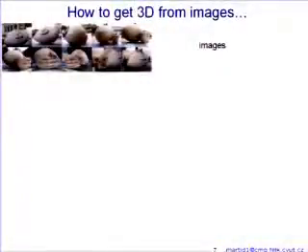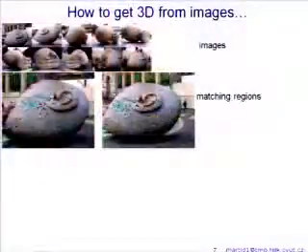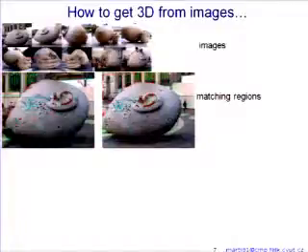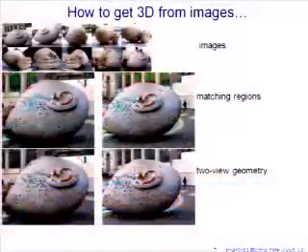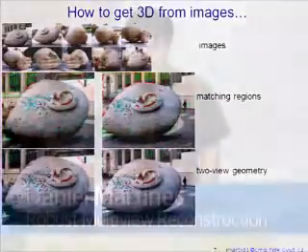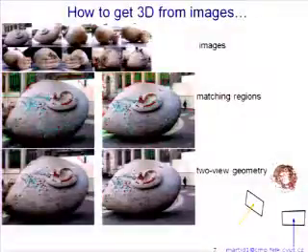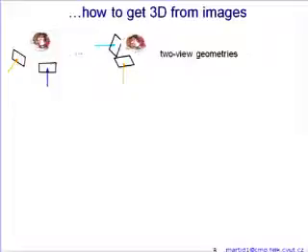So our pipeline starts with some images. We detect some regions of interest and match the similar ones. And using RANSAC, we obtain some two-view geometry, which can be viewed in 3D like this. And we simply try to combine such pairwise reconstructions into a multi-view reconstruction.